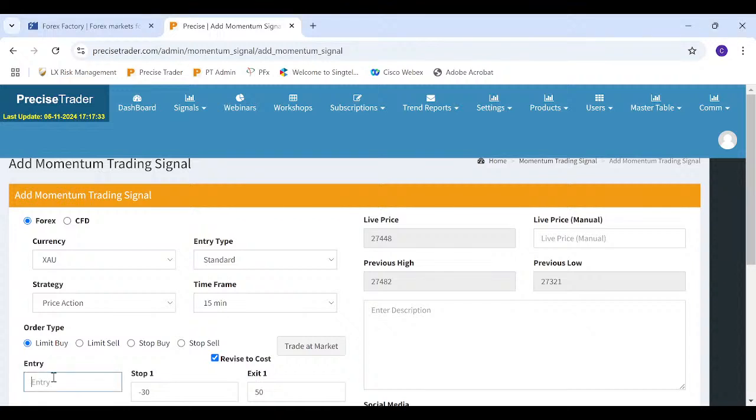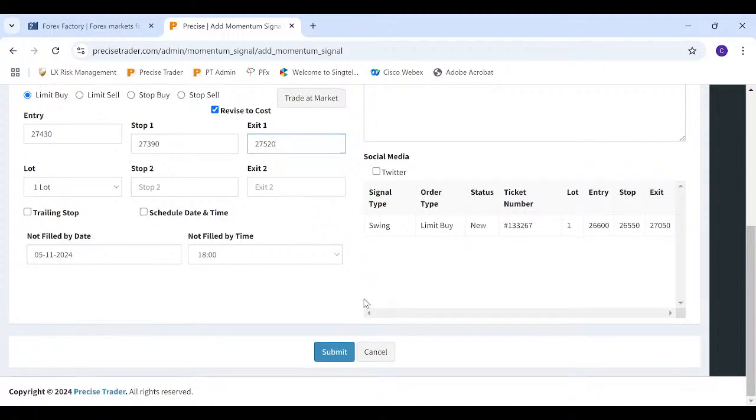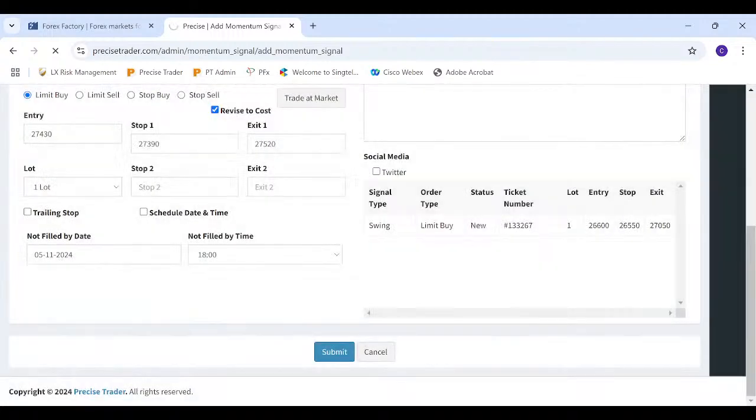Okay, we want to buy 2743, stop at 39, and TP 2752. Okay, this one, the expiry, this is a very quick trade, so I don't want to give more than half an hour, 45 minutes to this trade. So this trade you can put in.